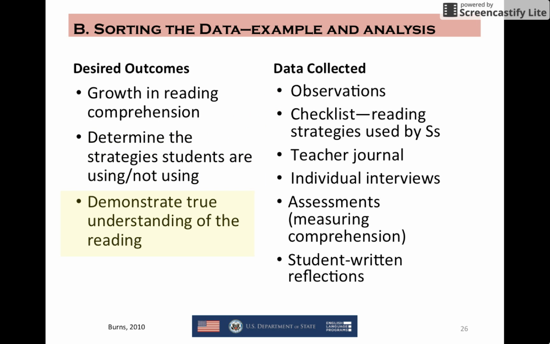And finally, what about the third desired outcome? Which data can she use to demonstrate the student's true understanding of the reading? Individual interviews and student written reflections. During student interviews, she could check student understanding of the reading by asking in-depth questions, and she could do the same by looking at the student written reflections as to what their understanding of the reading passages are.